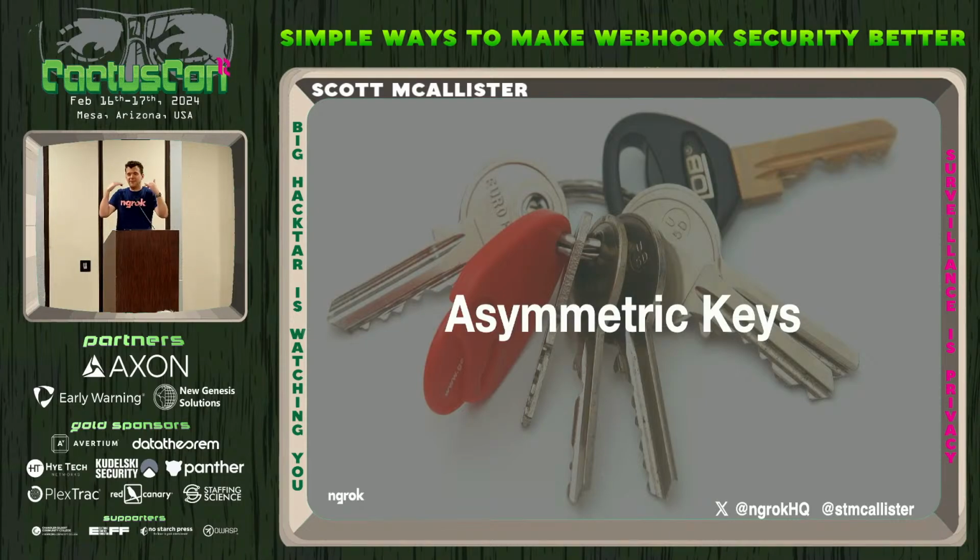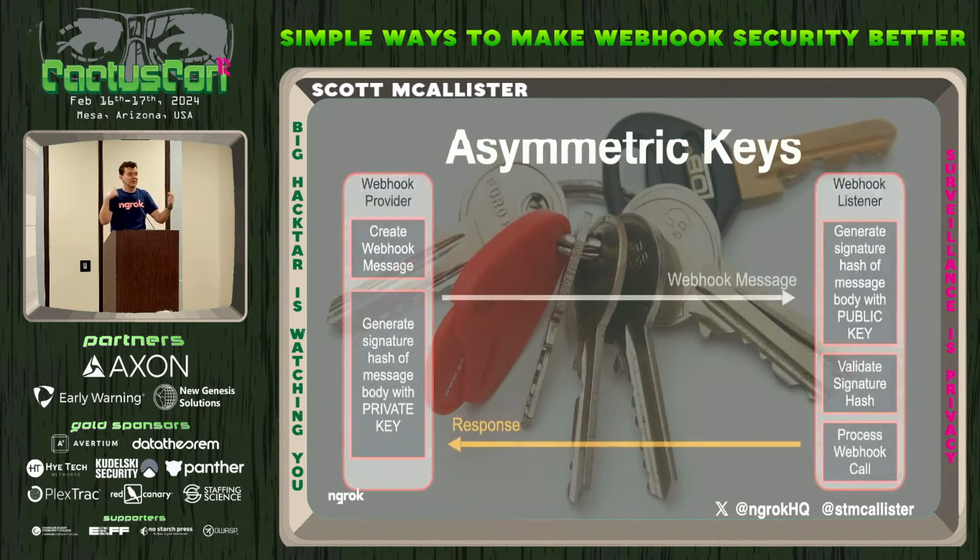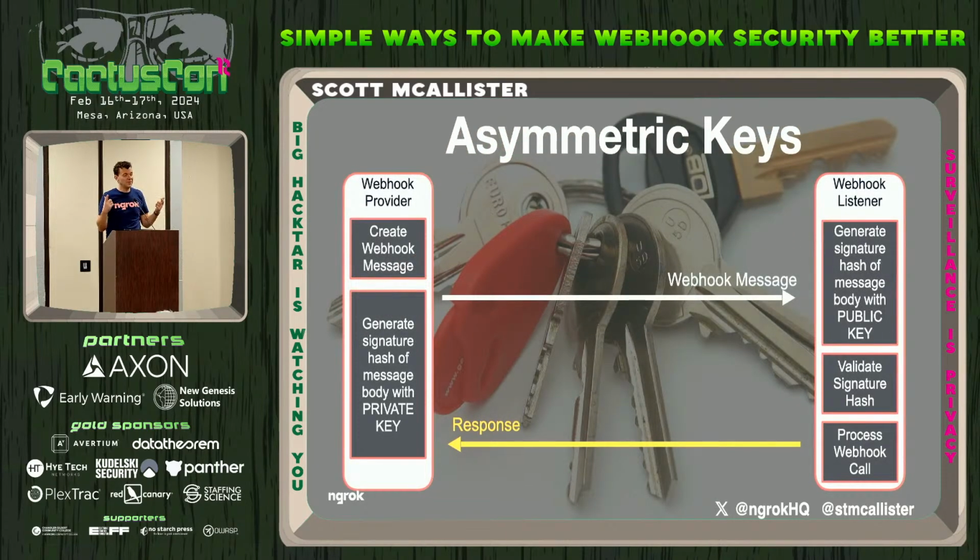Now taking it one step further, you can do the same idea, but with asymmetric keys. So rather than having a shared secret that generates that signature hash, you have asymmetric keys so that the server, or the provider, has a private key. You as a listener have a public key. That way, the server doesn't have to keep handing out a shared secret. You just have a shared understanding that, all right, I'm going to generate a signature hash of the message body using this private key, and then using the public key on the listener end, you can verify that same hash.